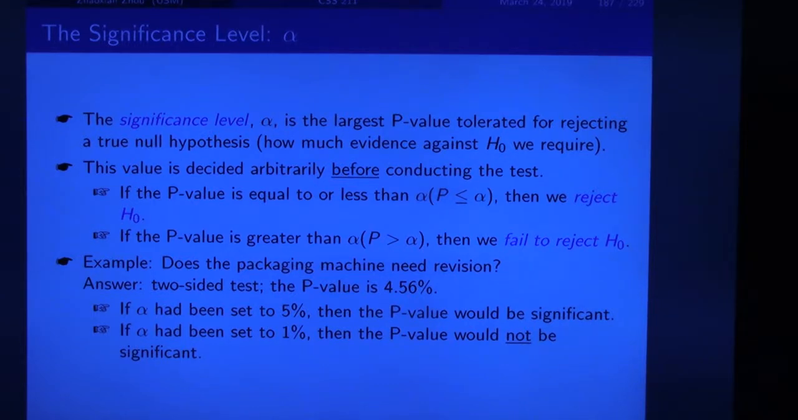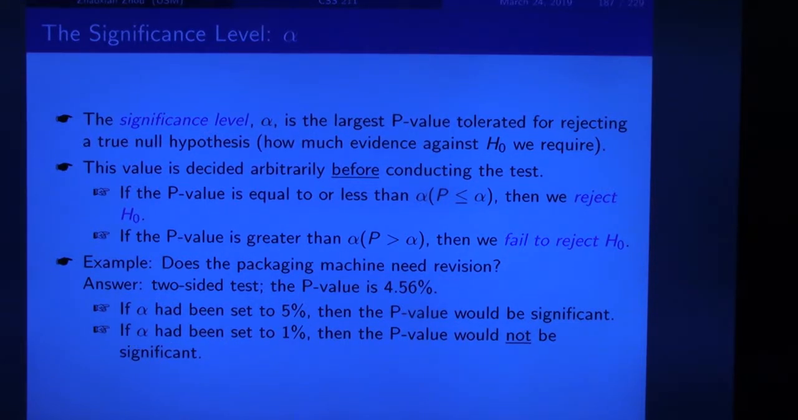So how do we decide the significance level alpha? This alpha is the largest p-value that we allow in order to reject H0. This value, the significance level alpha, is decided arbitrarily before conducting the test. If the p-value is equal to or less than this, then we reject H0. If the p-value is greater than this, then we fail to reject H0.